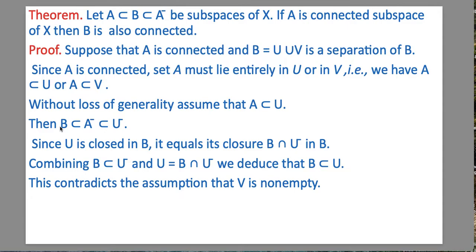It means B is a subset of A bar, and this is a subset of U bar. Since U is closed in B, it equals its closure, B intersection U bar, in B. Combining B subset of U bar and U equal to B intersection U bar, we conclude that B is a subset of U. But this contradicts the assumption that V is non-empty.